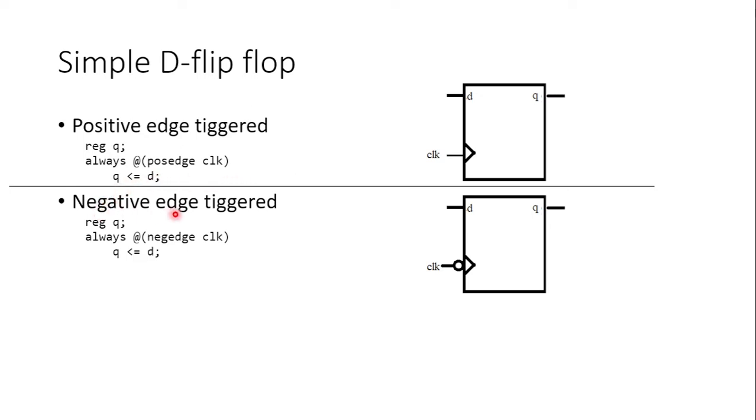Similarly, in the negative edge triggered flop, we declare a 1-bit register Q. We assign D to Q in a non-blocking manner, and we do that at the negedge of the signal CLK. So always at negedge CLK, Q non-blocking assignment D. And here are the symbols of the positive edge triggered flop and the negative edge triggered flop. Observe the bubble at the negative edge triggered flop's clock input.